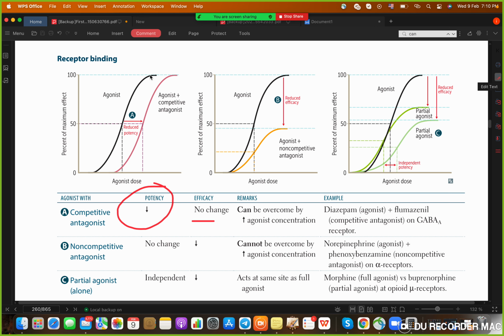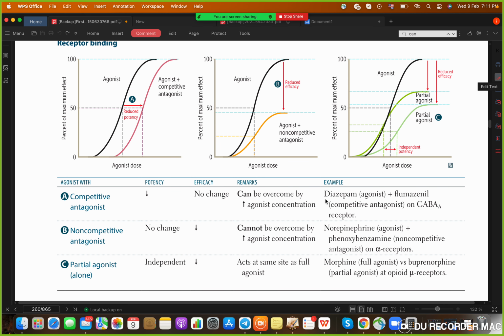Why? Because Vmax is the same. It can be overcome by increased agonist concentration. So if you give enough of the agonist, as you can see, if you increase the agonist dose, eventually you will be able to overcome the competitive antagonist.